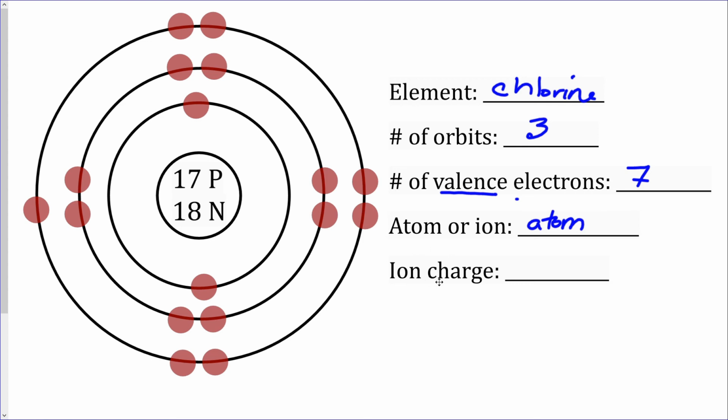If it were to become an ion, though, what would it do? Well, it would only need to fill in one more over here. So this ion charge would be a 1. And would it be positive or negative? If you gain electrons, which are negative, it gives you a 1 negative charge.